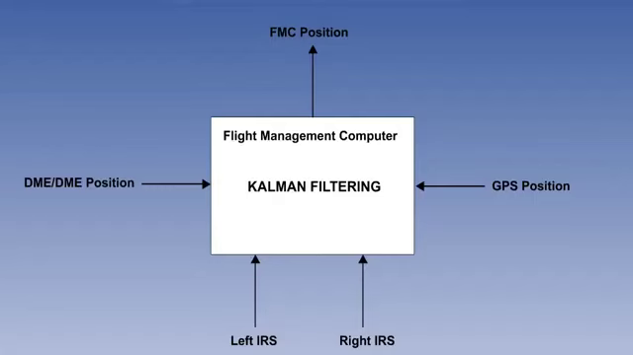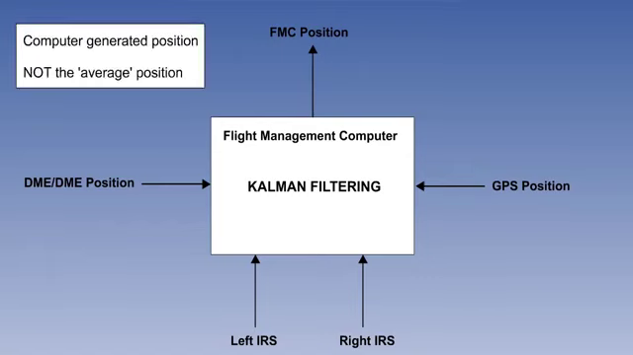However, the later generations of inertial systems are only one of several sources of position in a flight management system, and a statistically most probable position is computer-generated by the Kalman filter in the FMS. However, the FMC position is not the average. This concludes our study of INS. The next lesson goes to look at its successor, the IRS.